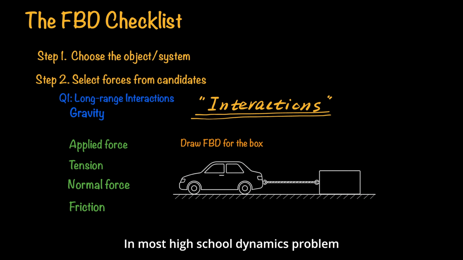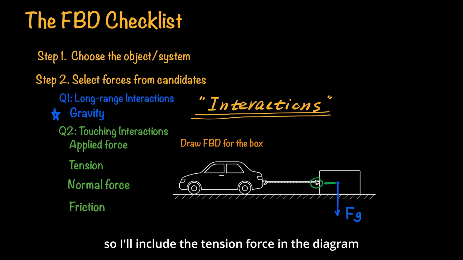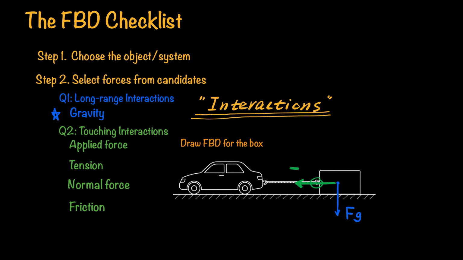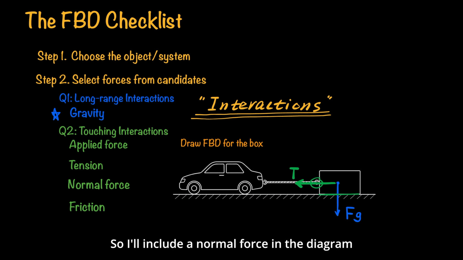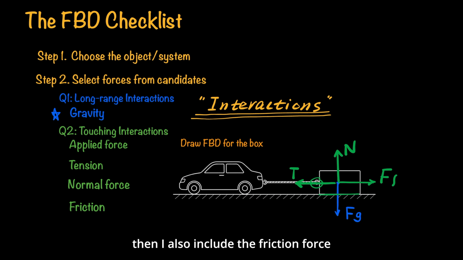In most high school dynamics problems, the answer is yes, it's gravity. The Earth interacts with every object without touching it. So I include the gravitational force. And the second question is: is anything touching the object? In this case, for example, there's a rope touching the block. So I'll include the tension force in the diagram. Anything else touching it? Yes, the floor. So I'll include the normal force in the diagram. And because the surface is rough, I also include the friction force.